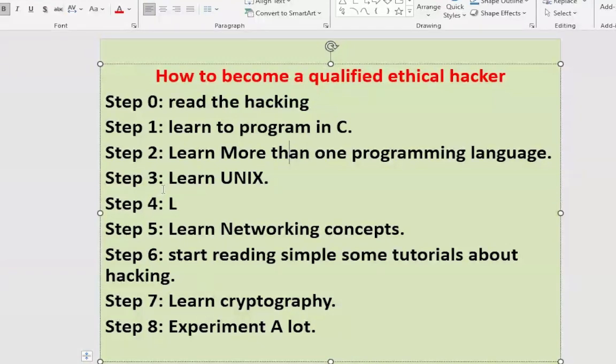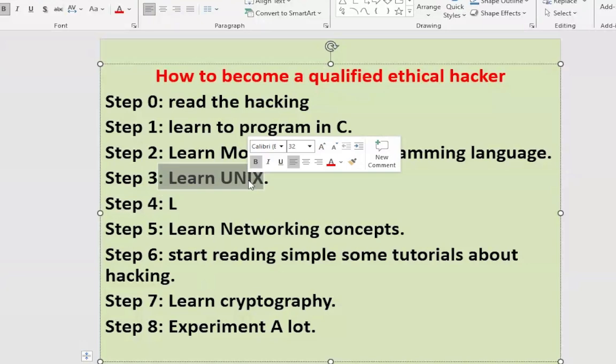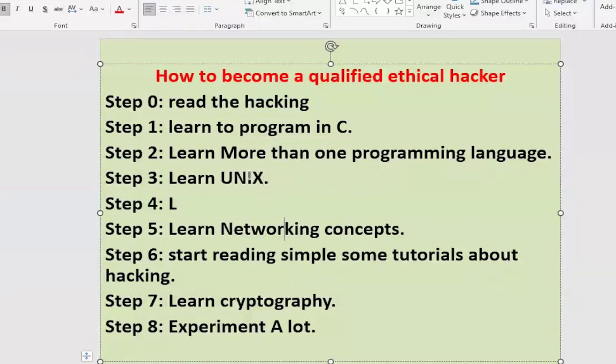Next is learn Unix. Unix is a very highly demanded open source operating system nowadays. Now why? Unix is in very high demand because first of all it is free. Second, no virus can attack a Unix based system. Unix is the only system where the virus file can't attack. Even if you have a virus in your pen drive, you will find that the virus format will not be recognized in the file format of Unix.